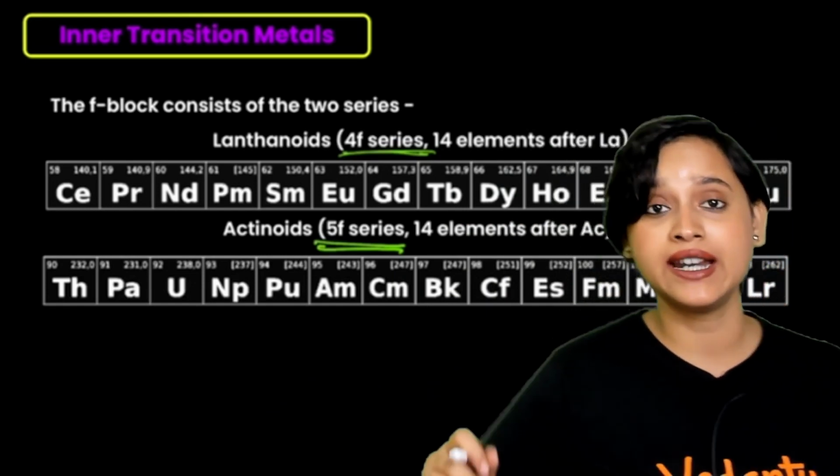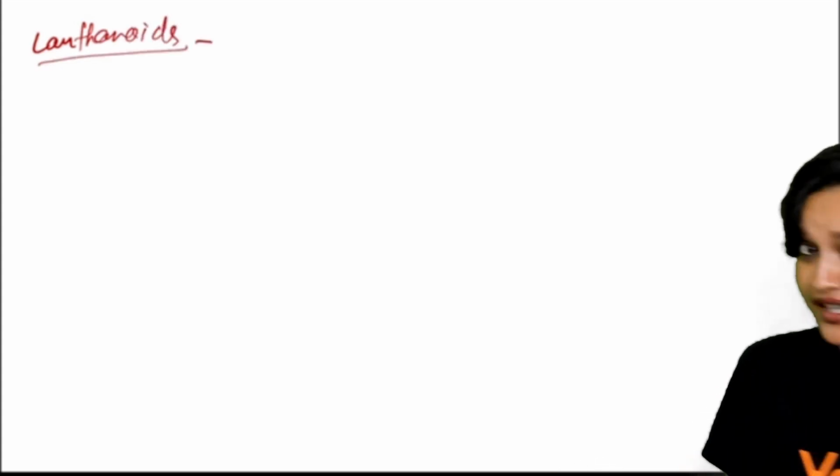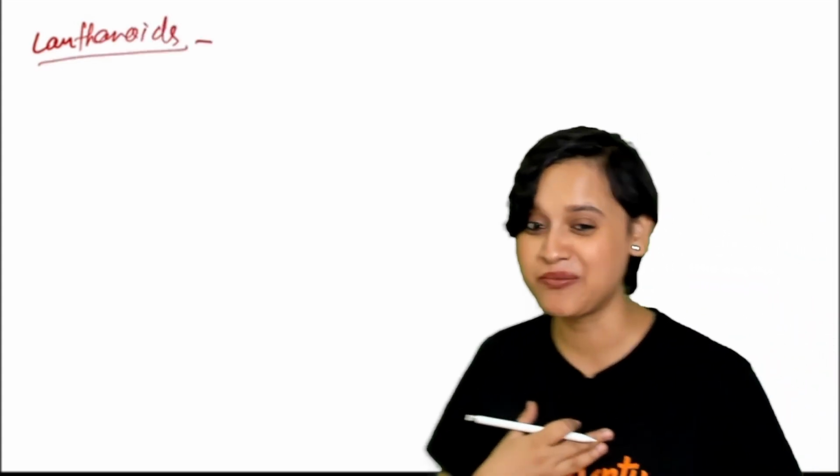So how do we remember this? Because there are so many elements, 14 elements, we must remember this. Okay, so write it down. For lanthanoids, I'm telling you a mnemonic here. This might sound very funny, but please bear with me.